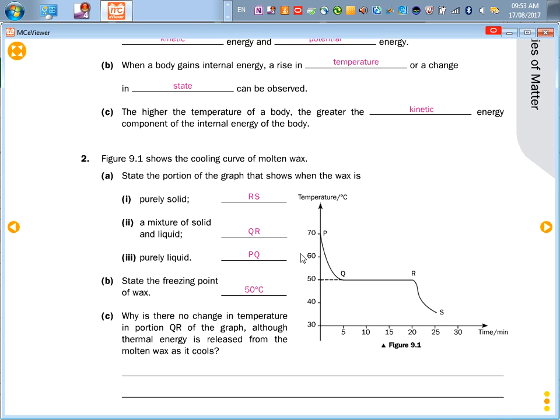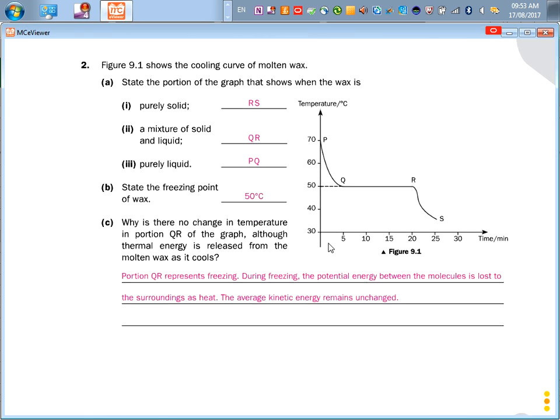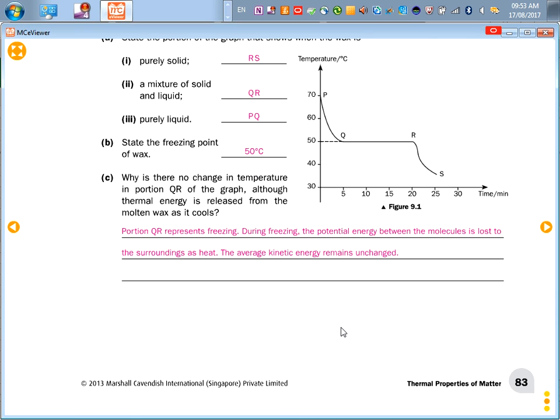Okay, so why isn't there a change in temperature in QR, although thermal energy is released from the molten wax as it cools? So this is the answer. Potential energy between the molecules lost to the surroundings as heat. Copy this down, exactly. This is a very good answer.